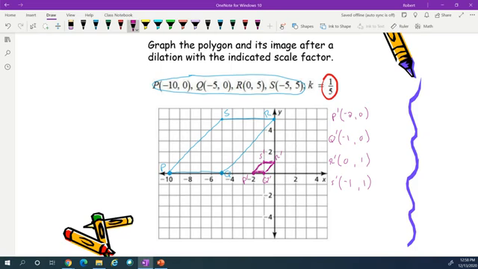And that's dilations. The other thing we can do is we can put this into compositions with rotations, reflections, and translations. But again, composition means we do one step at a time. All right, let's pick it up there with a little more practice.